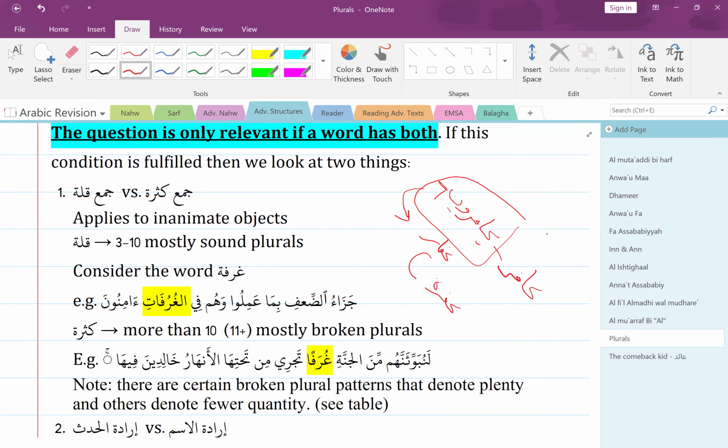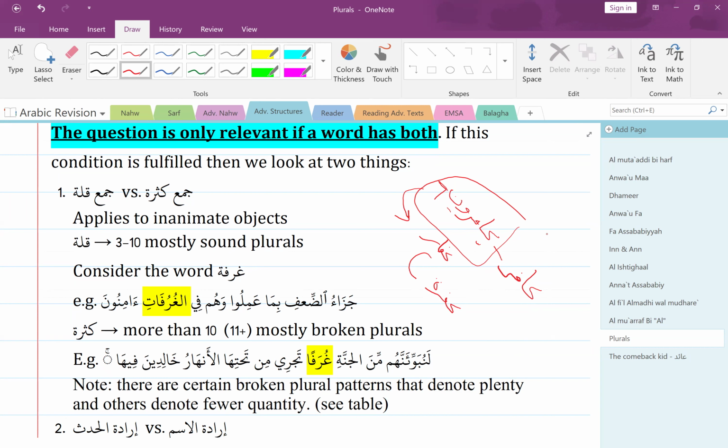When we say qilla and kathra, basically what we mean is that the sound plural is going to be a lesser plural, which means it's about 3 to 10. We're talking about 3 to 10 things. So it's going to be the sound plural: una, ina, atun, atin. That one will be a lesser plural if we are discussing between sound and broken plural. So the sound one would always be a jam'u qilla. And the broken one is 11 and above. So jam'u kathra. It implies more. So that's the discussion when it comes to that.